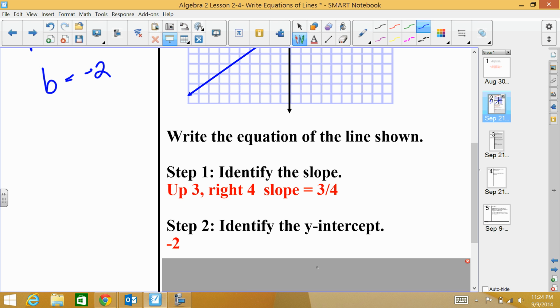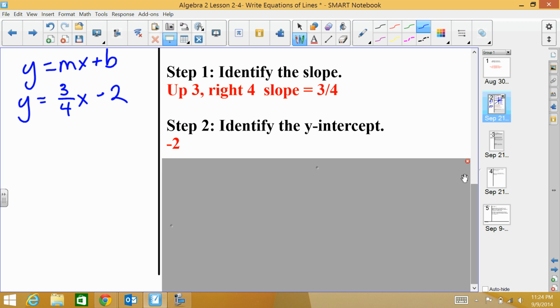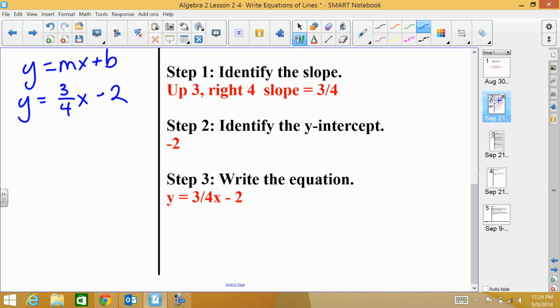So all we have to do is take our equation y equals mx plus b and fill in those numbers. So we would get y equals our slope, which was 3/4 x, and then plus -2, or you can write -2. So that would be the equation for your line in slope-intercept form. So if you have the slope and you have the y-intercept, this is the easiest way to write the equation of your line.